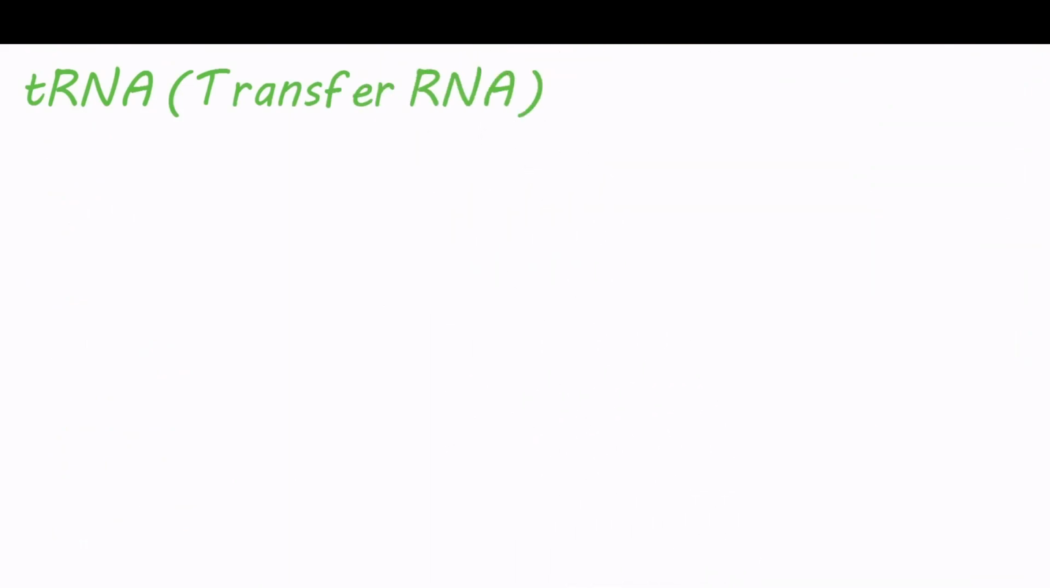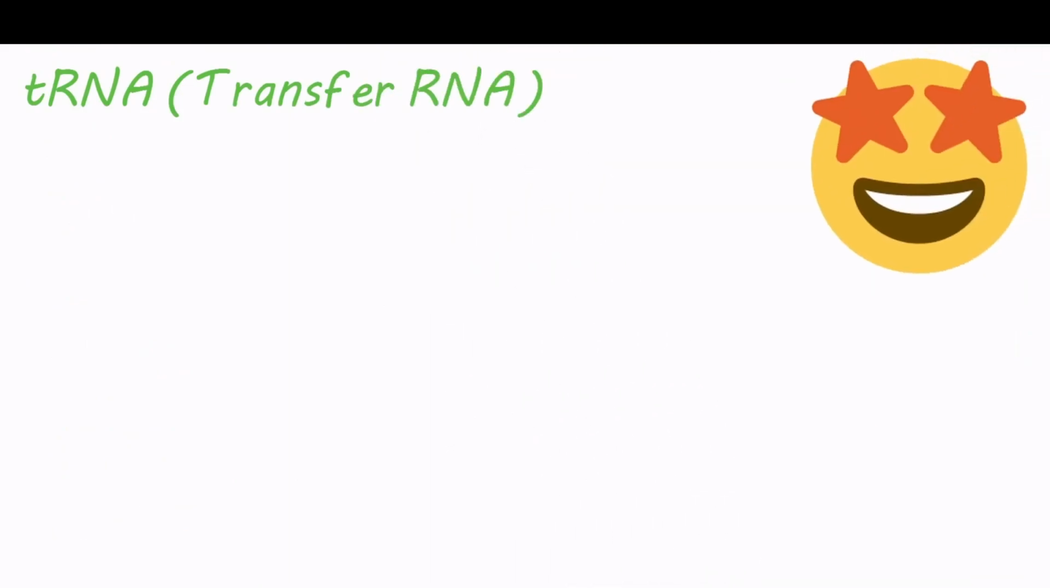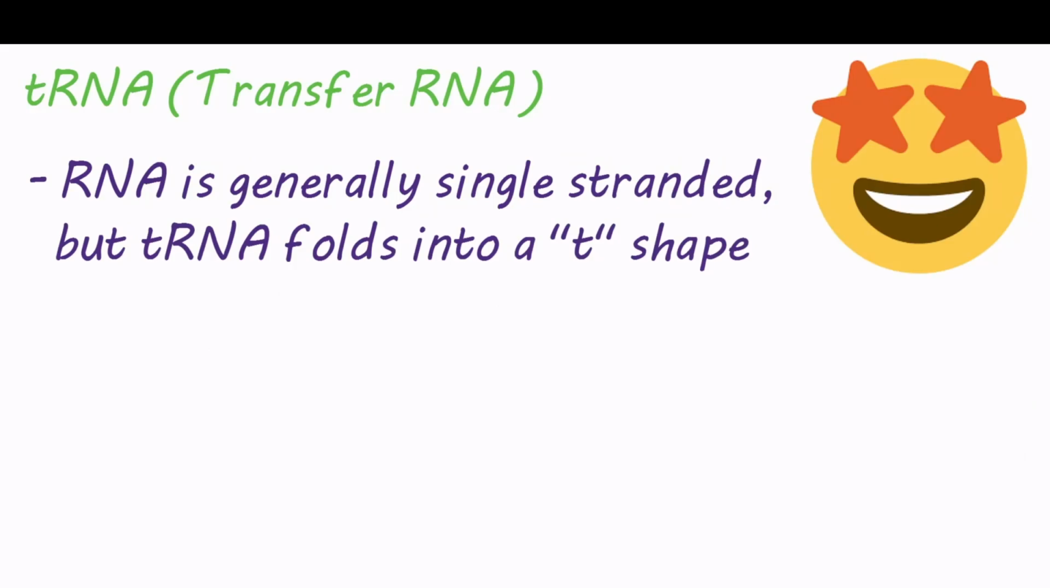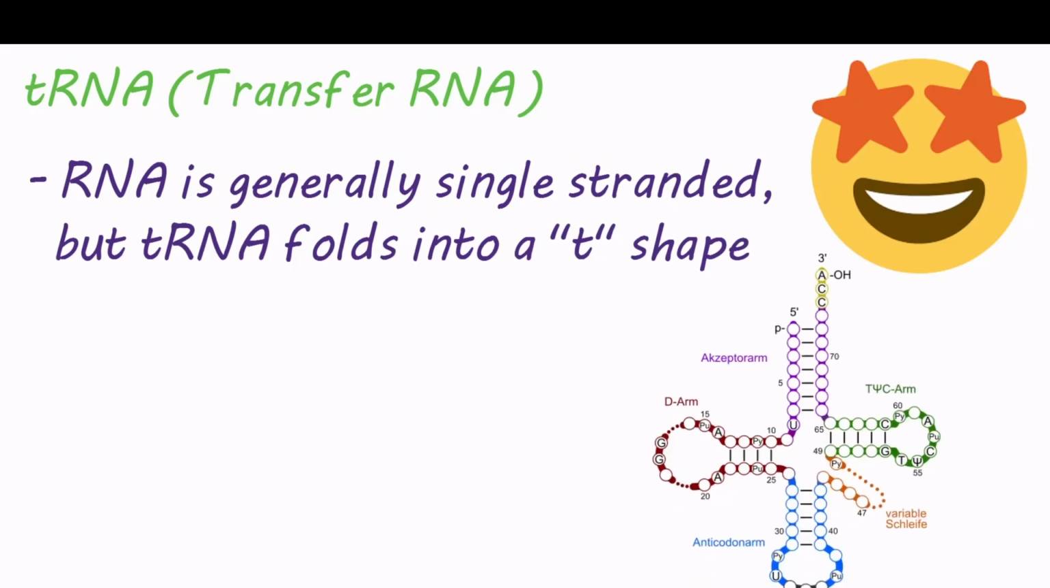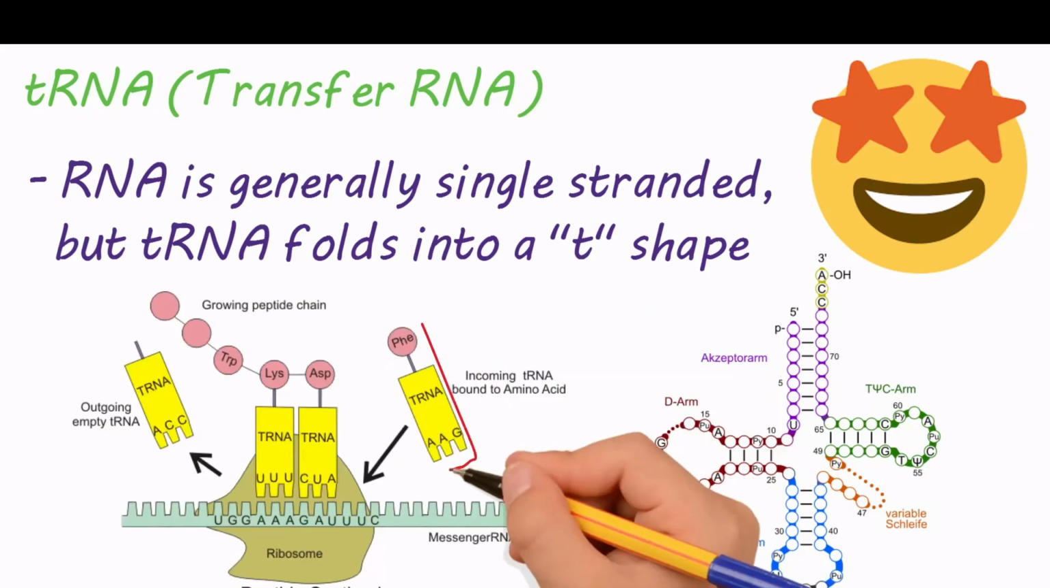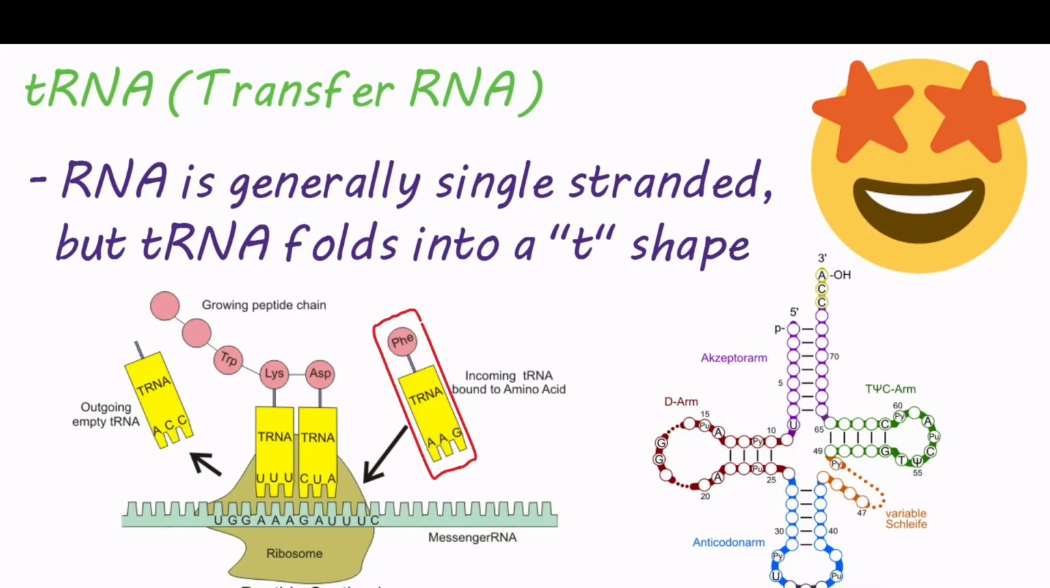Next we have tRNA, or transfer RNA. This is my personal favorite, and honestly one of the most fascinating molecules in genetics. RNA is generally single-stranded, but tRNA actually folds back onto itself to form a distinct T-like shape. Without going too deep, transfer RNA is responsible for bringing amino acids together during translation to form the growing peptide chain that will become a protein.